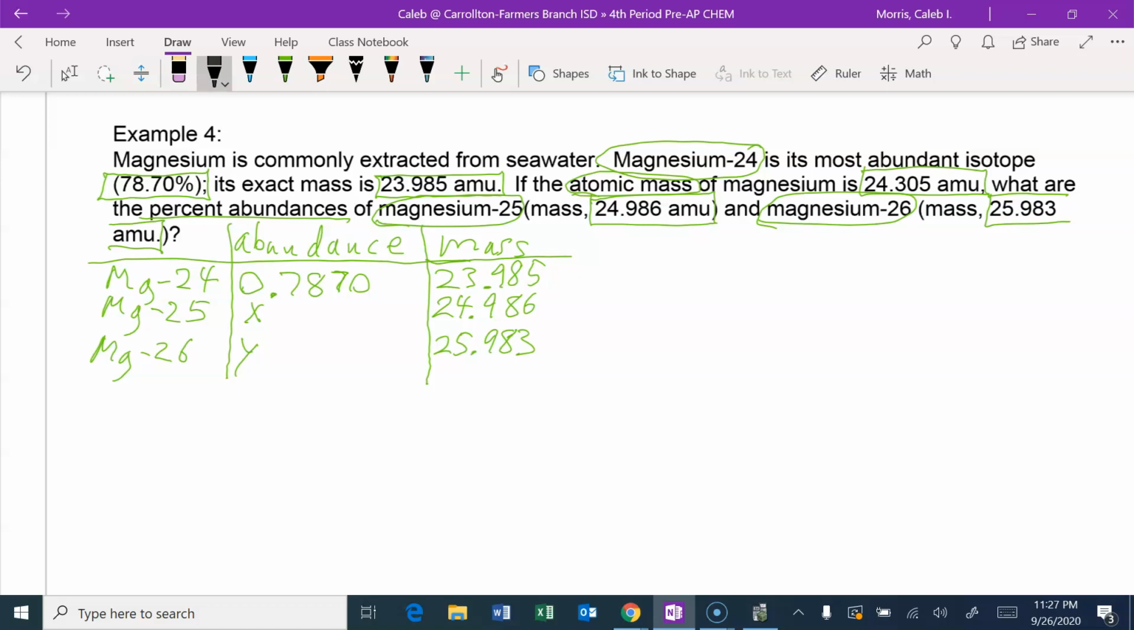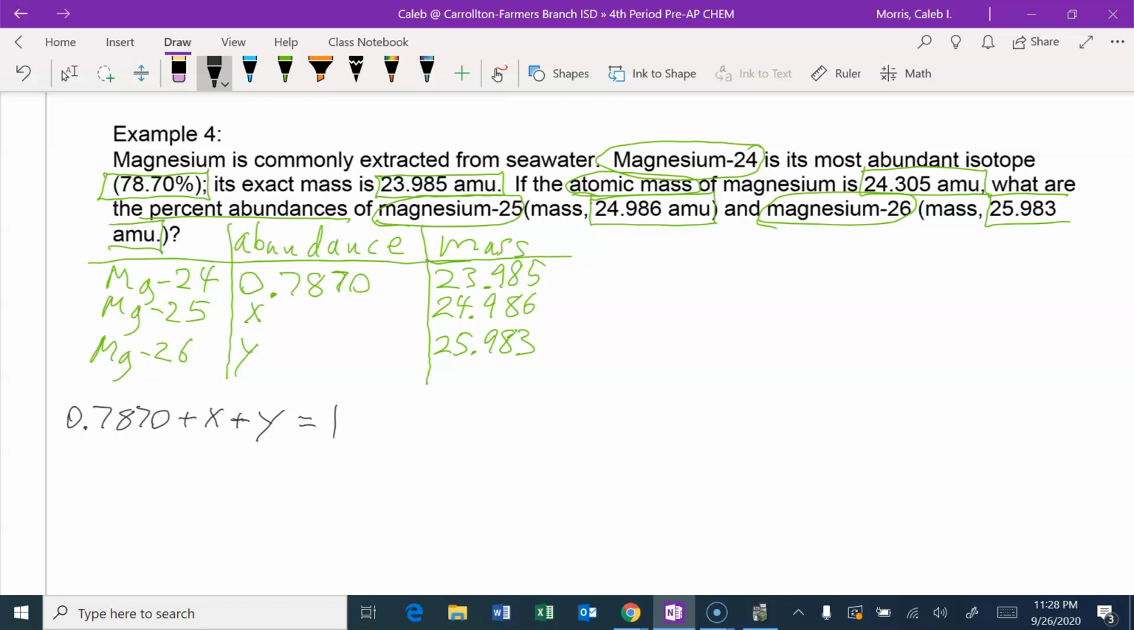Remember that all of our abundances need to add up to equal 1, because an abundance is a percent turned into a decimal. So they all add up to be 100%, or we could say they all add up to be 1. So in this case, we know that 0.7870 plus X plus Y, so we've got 3 different numbers, all add up to equal 1.